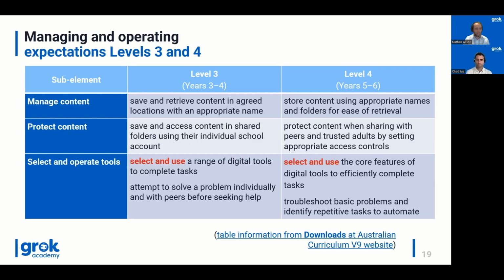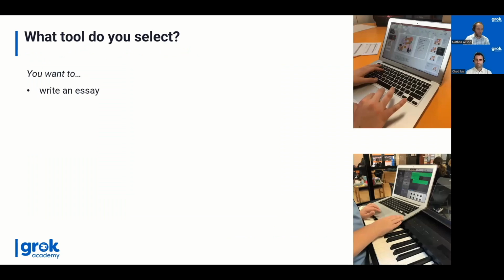And we've got a little activity again. What tool do you select? What's the tool that is the most suited to purpose? You want to write an essay. We'll be giving you the answers for these as we go. But if you want to write an essay, you might use Word or Docs or Pages. So what we call word processing tools for writing an essay.